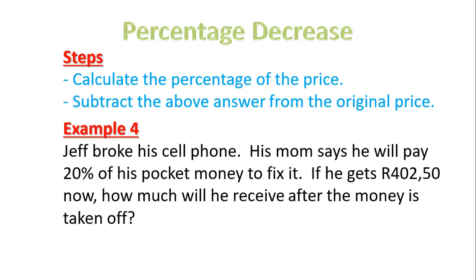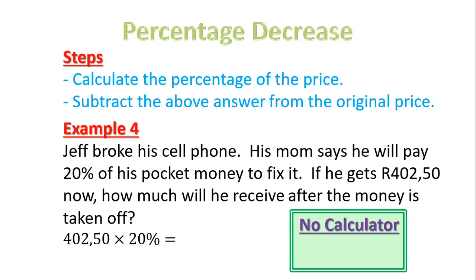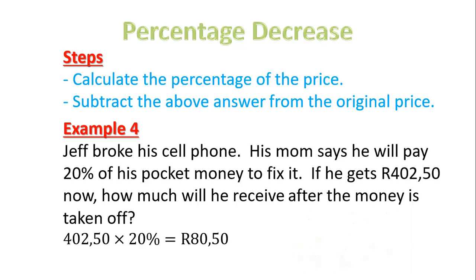Alright, so let's have a look. He gets 402 Rand 50. And we want to work out 20% of that. So times 20%. And that equals. Now again, scientific calculator, yay. If not, we have to take out our fractions and we have to work it out. And we either put it in our calculator or we cancel as we need, and we get 80 Rand and 50 cents.